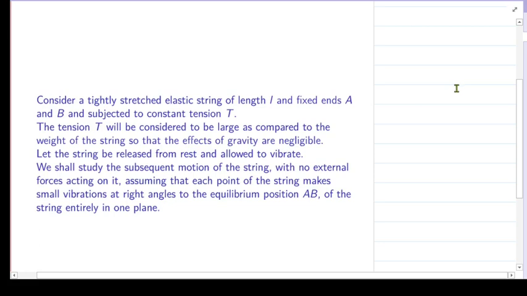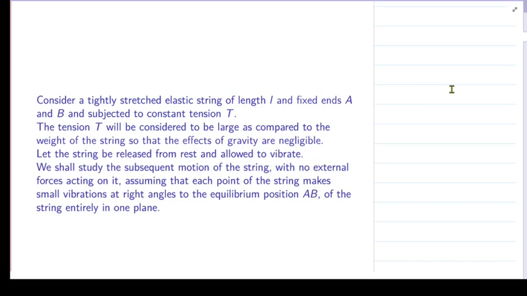at the endpoints A and B, and we have given a constant tension T. Tension is considered to be large so that the mass of the string and gravity are negligible. The string is first of all released and allowed to vibrate. So we study the subsequent motion of the string with no external force acting on it. That means the force acting on the string is only due to the tension, and we don't consider any other forces acting on it.